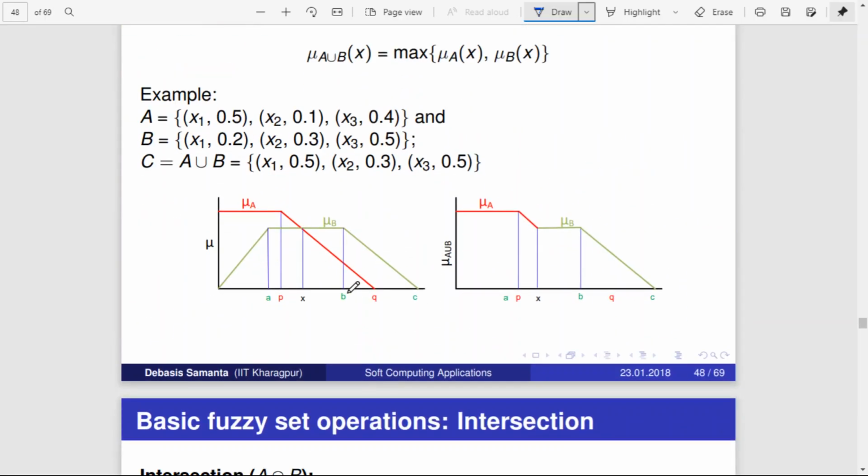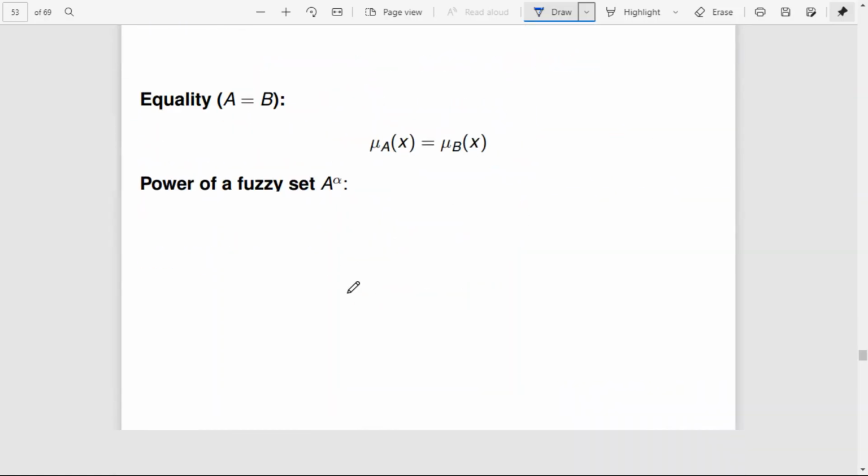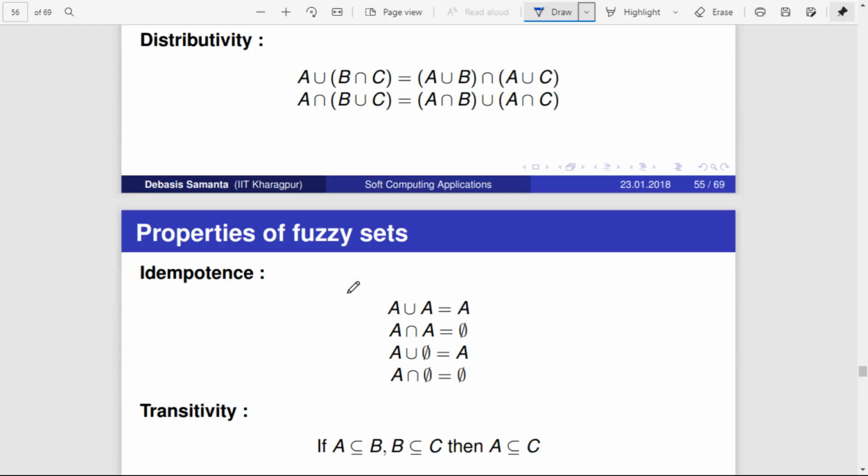These things we'll discuss later, but before that there is something else we want to discuss.